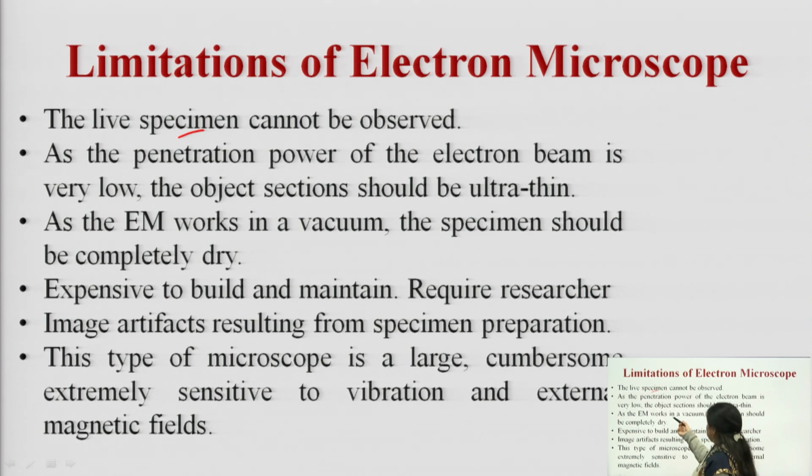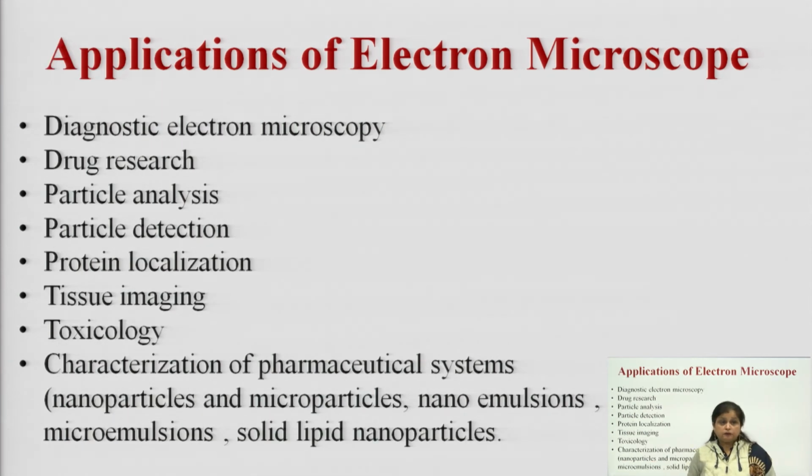After that, it works in vacuum. Vacuum is always required as we are going to pass an electron beam through the apparatus. So vacuum is always required, which makes the instrument very sophisticated and very expensive too. It is highly expensive to build, large and cumbersome, and extremely sensitive to vibration and external magnetic fields.